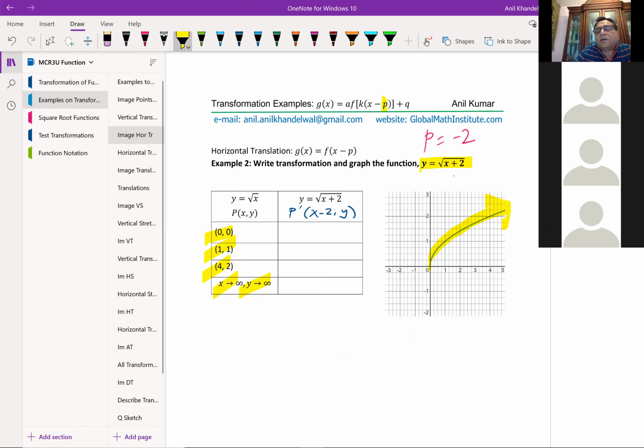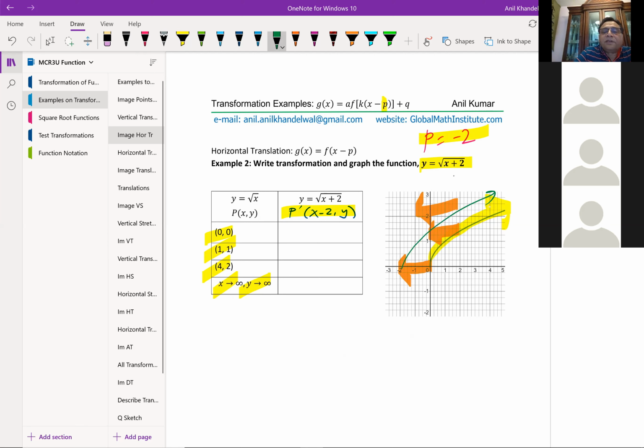Now here, the transformation of the image points will be, p value is negative. That means the whole graph is going to move left, correct? So we are going to shift this left by 2 units. That is what is going to happen. So you can actually translate these points 2 units to the left, and then you will get your graph. Is that clear to you? Right? So you expect a graph which will be kind of like this.